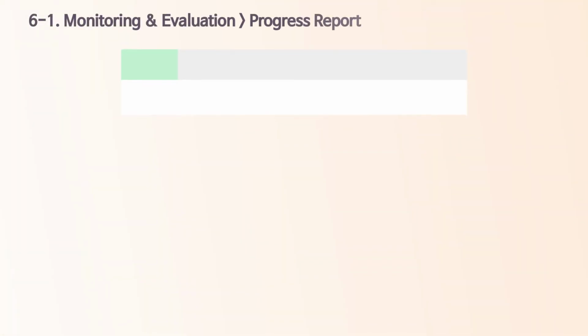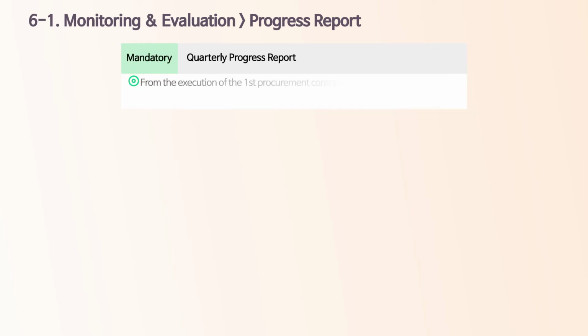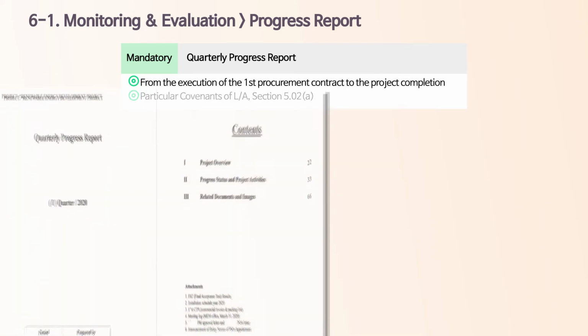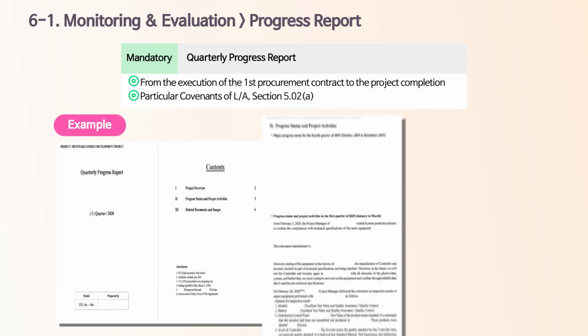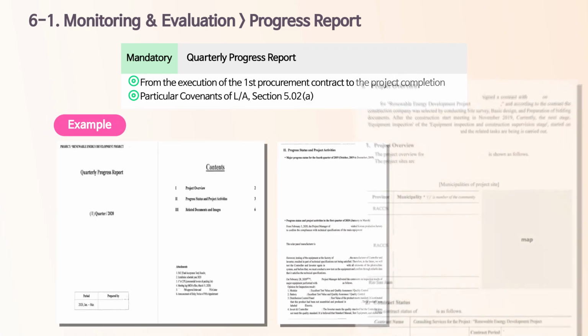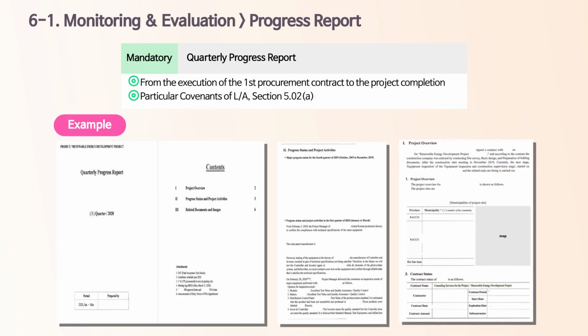To regularly monitor the project, Section 5.02a in the LA states that the borrower or PEA shall submit a quarterly progress report from execution of the first procurement contract to the project completion date. Quarterly progress report should include the progress status, important issues, and actions taken during project implementation. It can be prepared with the help of consultant and supplier.